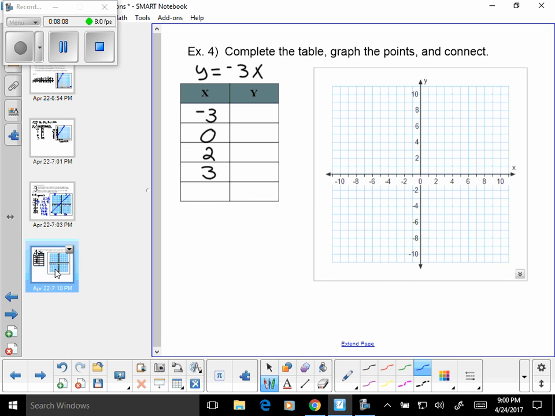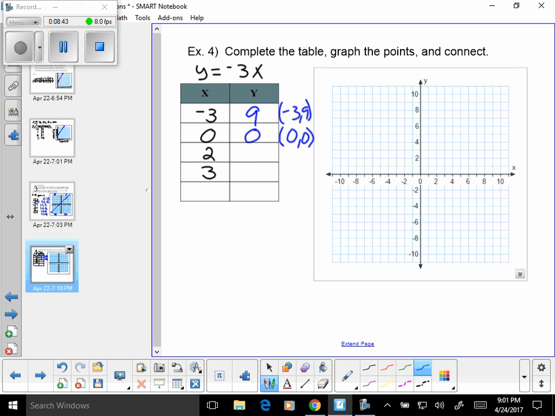Here's example 4. It's a little trickier because they're going to get you to use the function. So maybe we better do it together. Okay. X is going to be -3. So -3 times -3 is 9. That means my ordered pair is -3, 9. 0 times -3 is 0. So I'm going to be right at the origin, which is 0, 0.